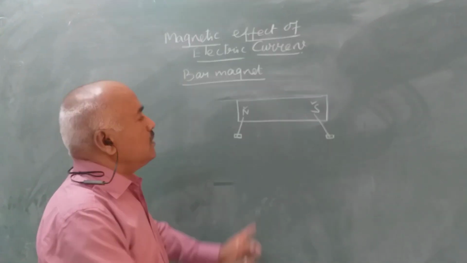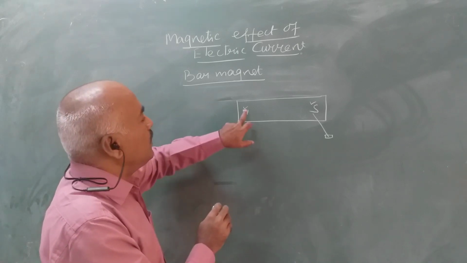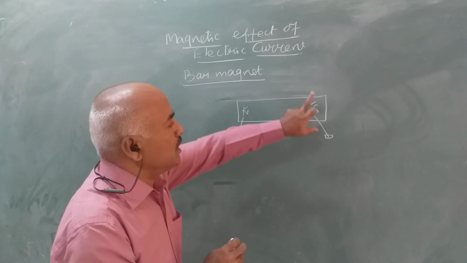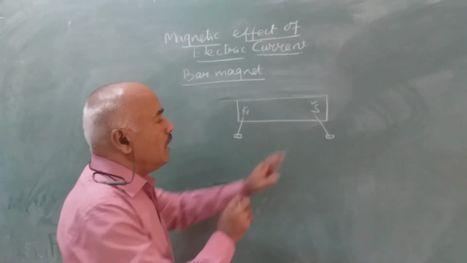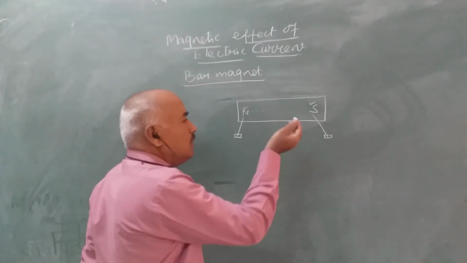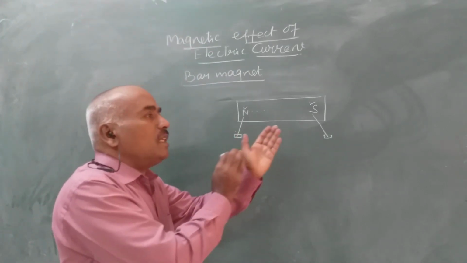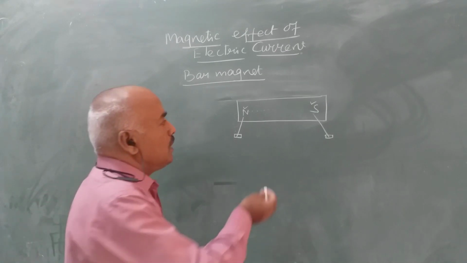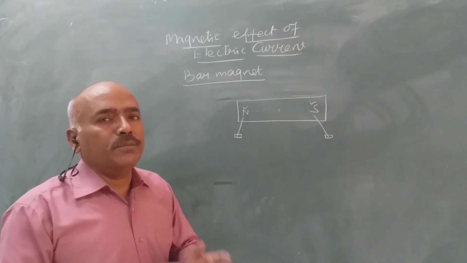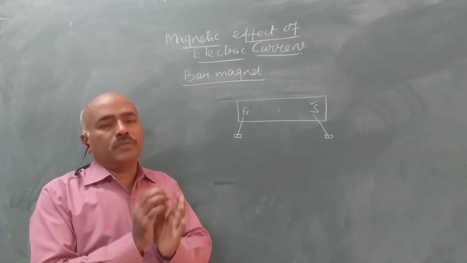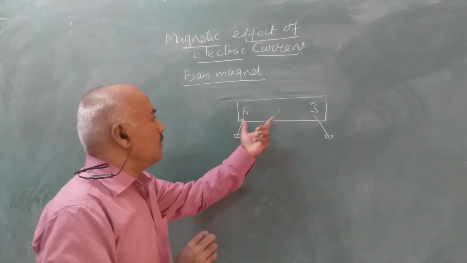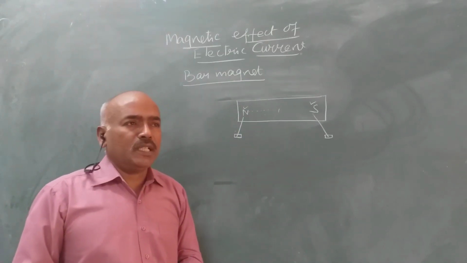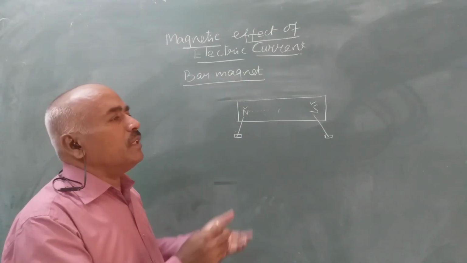The strength is maximum at these two points. The strength of the north pole is maximum at this point. The strength of the south pole is maximum at this point. As we move inside the magnet, the strength continuously decreases. So that means at the center, the strength of the magnet is minimum. It is least. This is one of the properties of a bar magnet.